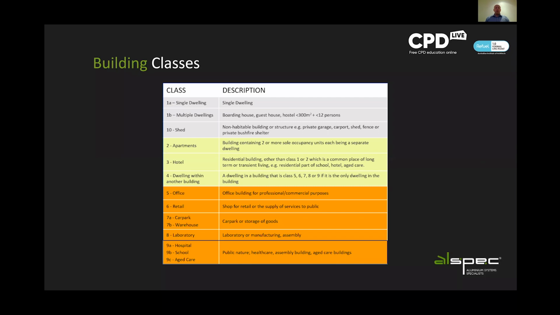I've highlighted building classes. There are now some distinct differences between building classes, and it all really comes down to building use. Is the building going to be used 24 hours a day like a hotel, or is it going to be an office building that's only used, you know, during working hours? If it's going to be used 24 hours a day, then the energy efficiency requirements are going to be much higher. So we just need to be aware of that when we look at the requirements.